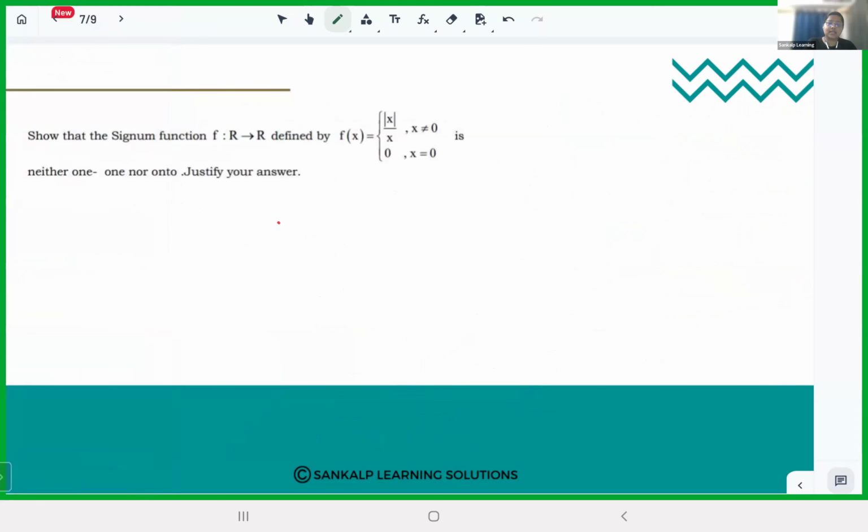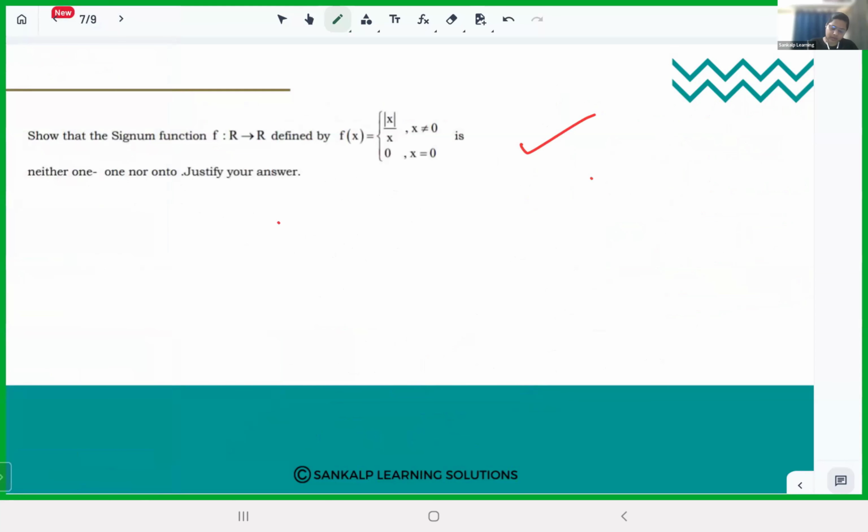Show that the signum function f from R to R, defined by f of x equal to, it is given as a Dirichlet function. That is, f of x is equal to modulus of x by x when x is not equal to 0, and 0 when x is equal to 0. All right.